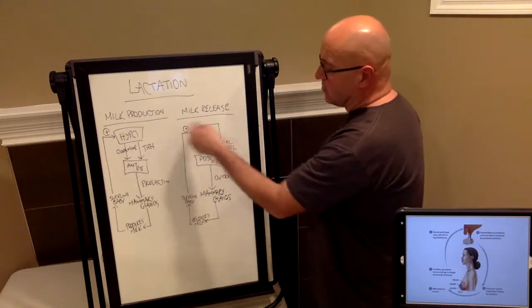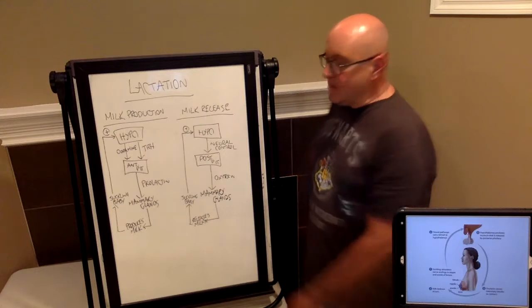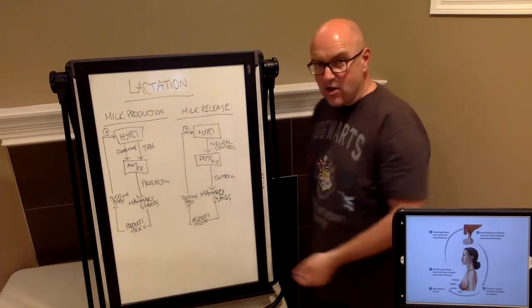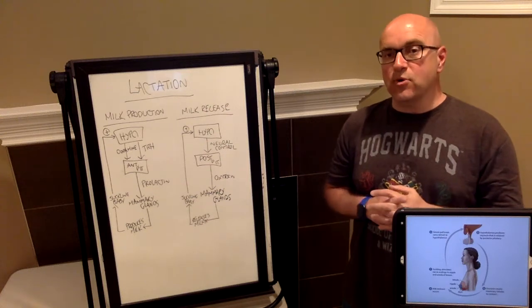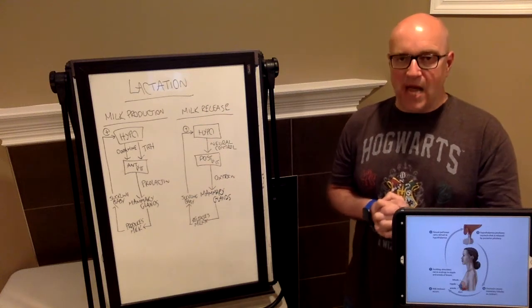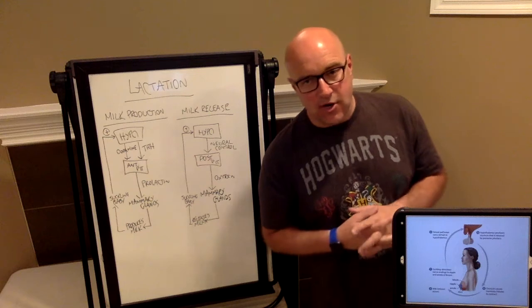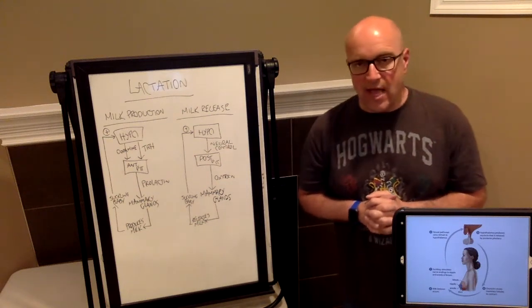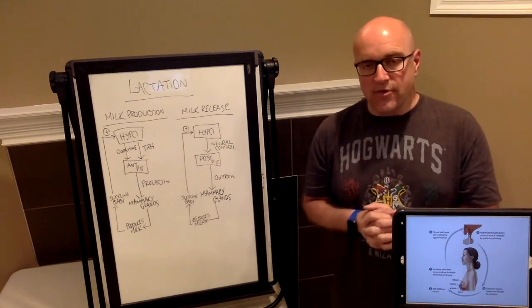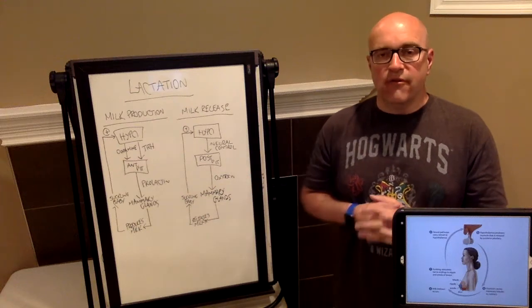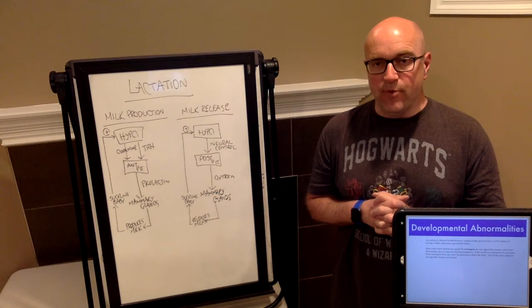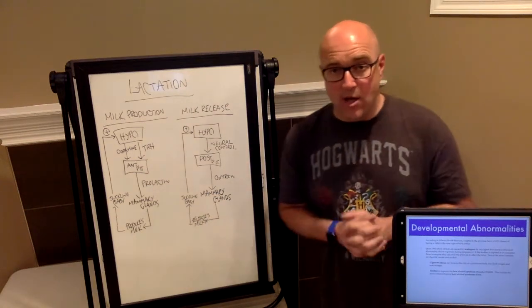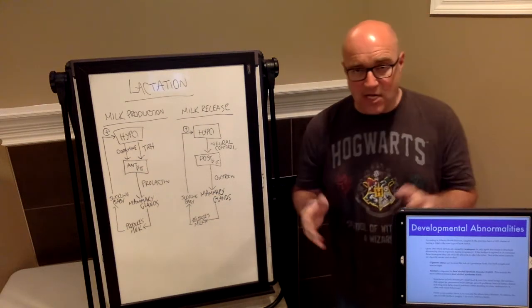The suckling is then going to cause a positive feedback loop, which will continue the release of milk until the baby stops suckling, and then the milk will stop releasing at the breast until the next time the baby actually starts suckling at the breast during its next milk meal. So that's basically how the two feedback loops work for both the production of milk and the release of milk as part of lactation.